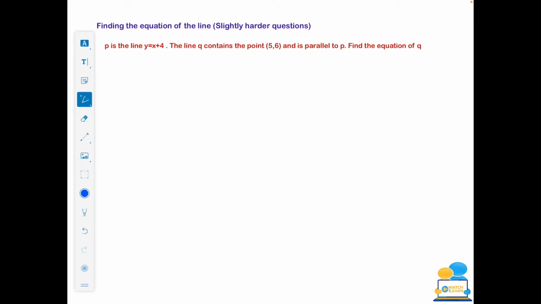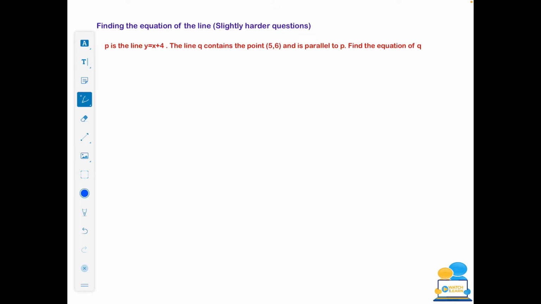Now, the slightly harder questions for finding the equation of a line. Just because these are harder, we're going to apply the exact same things that we did with the more basic questions, and then we won't hit a problem. So, P is the line y is equal to x plus 4. The line Q contains the point 5, 6 and is parallel to P. Find the equation of Q.